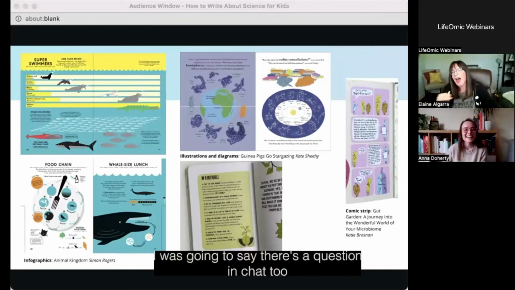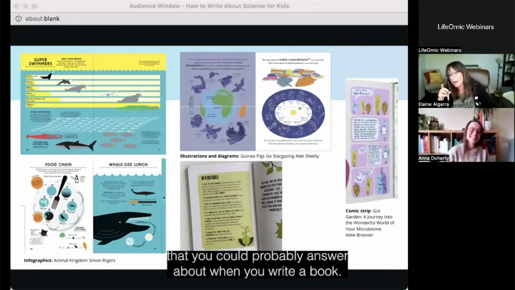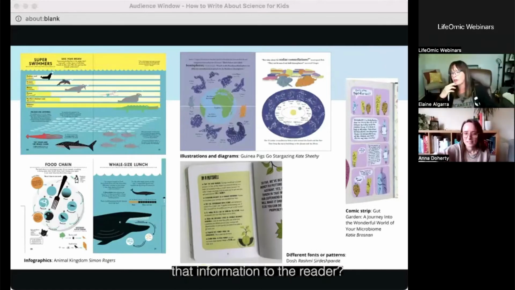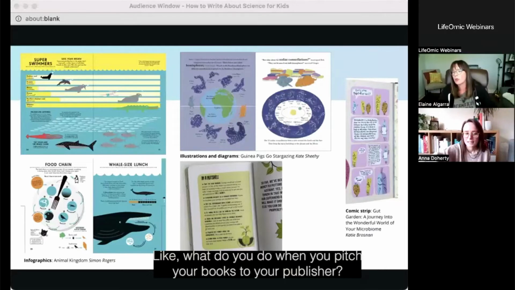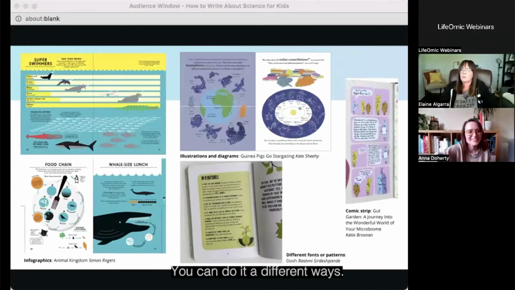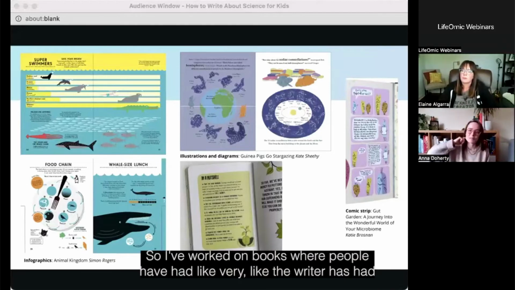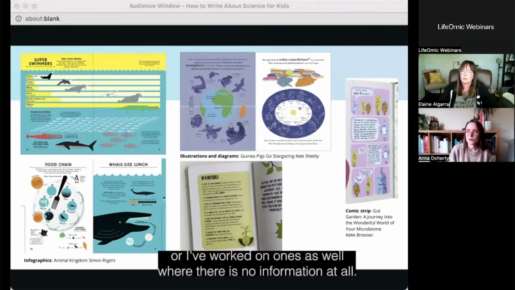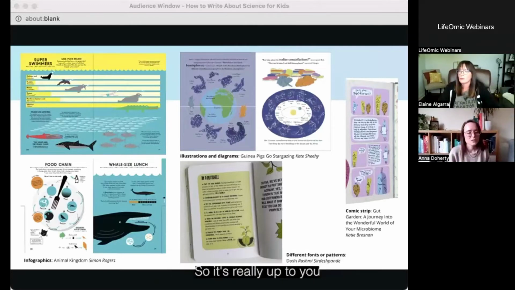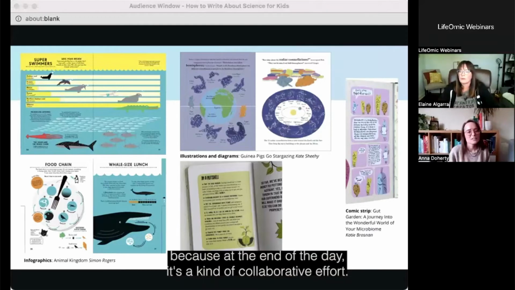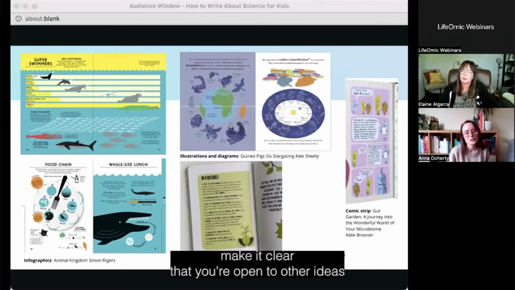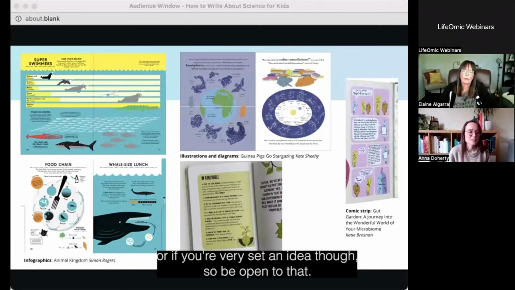I was going to say there's a question in chat too that you could probably answer about when you write a pitch for a book. Do you try to include images in that to show how you want to convey the information to the reader? What do you do when you pitch your books to your publisher? That's kind of up to you. You can do it different ways. I've worked on books where the writer has had very detailed descriptions of what they want in the picture, or ones where there's no information at all and it's free reign. It's really up to you, because at the end of the day, it's a collaborative effort. When you pitch to a publisher, you can always share some ideas, but make it clear that you're open to other ideas. Or if you're very set on an idea, they'll also be open to that.